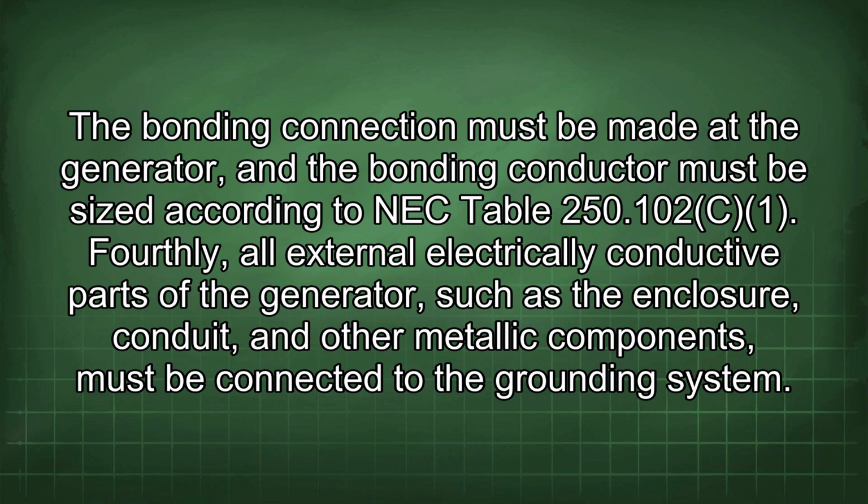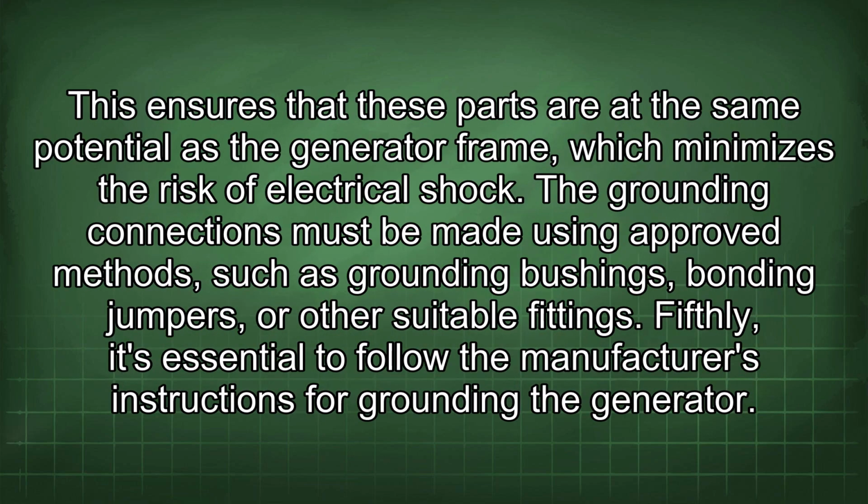Fourthly, all external electrically conductive parts of the generator, such as the enclosure, conduit, and other metallic components, must be connected to the grounding system. This ensures that these parts are at the same potential as the generator frame, which minimizes the risk of electrical shock. The grounding connections must be made using approved methods such as grounding bushings, bonding jumpers, or other suitable fittings.